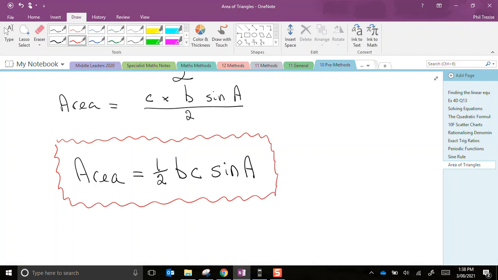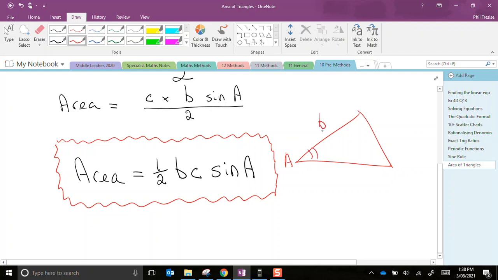Most importantly, if I had, and I'll just re-sketch here. Oh, I'm still in red. Oops. So that was A, that's the angle. B was up there, and C was down there. So the important bit is that the edges B and C, which are listed here, are the ones on either side of the angle A. So the angle A, turn green please, the angle A, we call it the included angle. It's the angle between the two edges which are named in the formula.